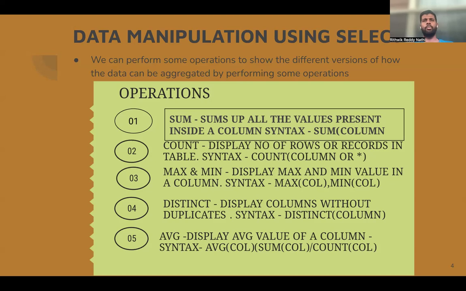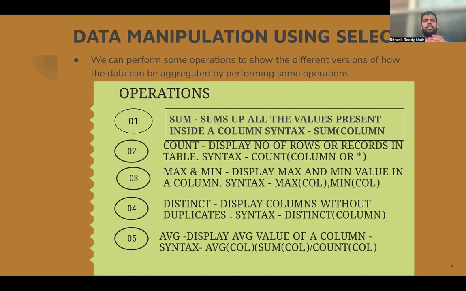And count is counting the number of records, or you can say the number of rows that are present in the table. Maximum displays the maximum value, and minimum the minimum value. And distinct provides the records without any duplicates, just the records which are different from the other records. For example, if you take four values of 50,000, 60,000, 70,000, and 70,000, it displays only three records: 50,000, 60,000, and 70,000.